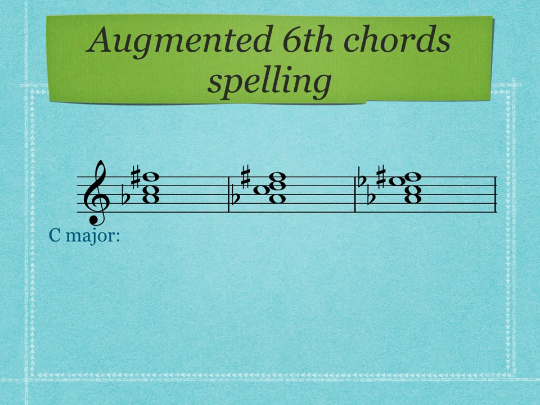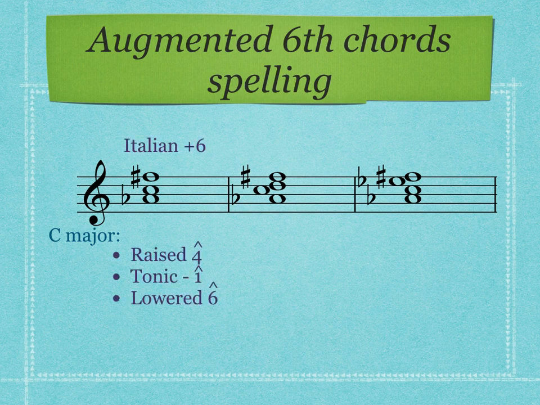There are three different types or flavors of the augmented sixth chord that are found in music. I'm going to discuss them in the context of C major. The first on the left is the Italian sixth chord. This chord is the one that we've seen already in the Mozart example at the beginning of the video. The Italian sixth chord features the tonic, C, scale degree 1, surrounded by raised scale degree 4 and lowered scale degree 6. This is a simple 3-note augmented sixth chord.